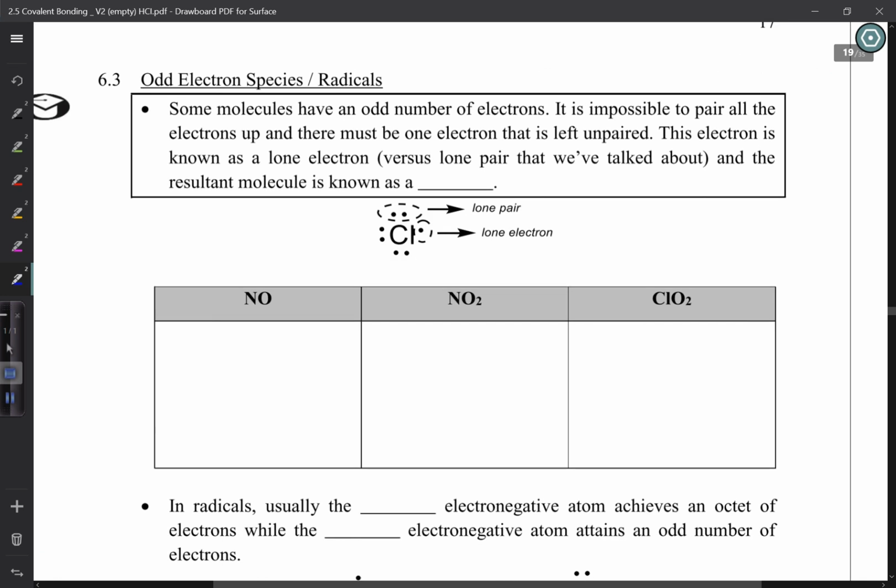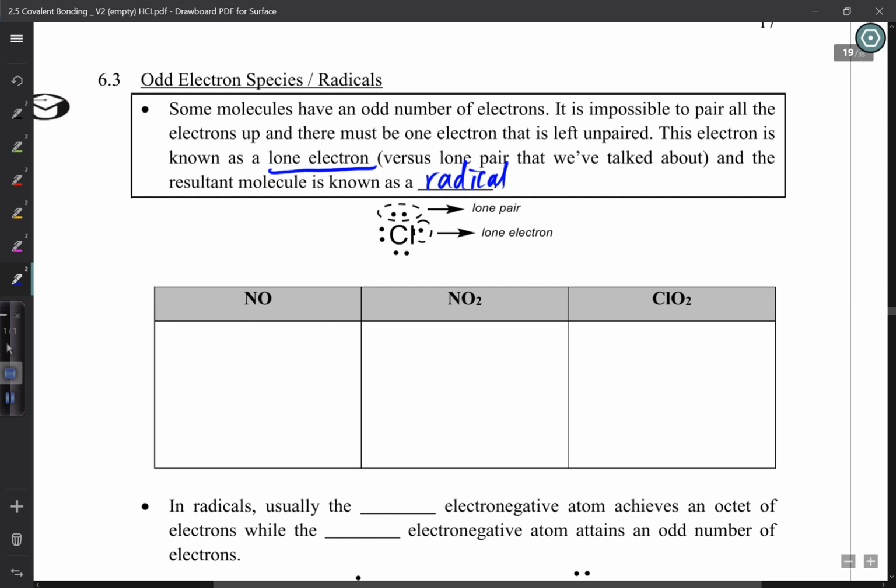So the next one, the last exception, is known as odd electron species or radicals. Some molecules have an odd number of electrons. In other words, there's no way for you to pair them up. It is impossible to pair all of them up, so one electron must be unpaired. That electron is known as a lone electron, not a lone pair. Lone pair means you have 2 electrons, this is a lone electron. And the resultant molecule is known as a radical.